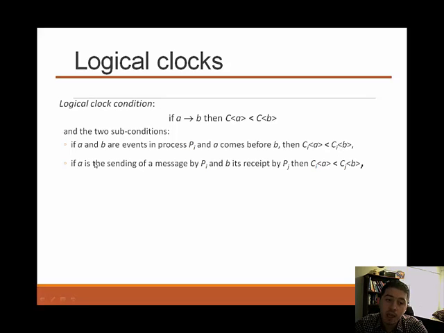But if A is a sending message from Pi and B is the recipient of the message, then Ci of A should be smaller than Cj of B. Those come also from the conditions that we introduced before in the relationship of ordering of events. So this is the logical clock concept.